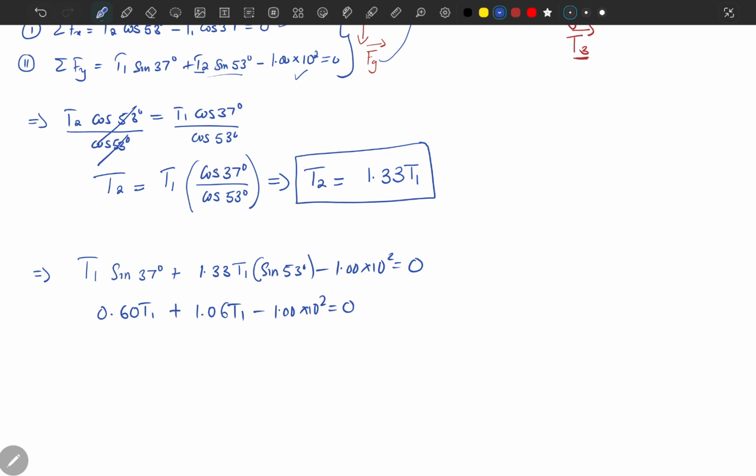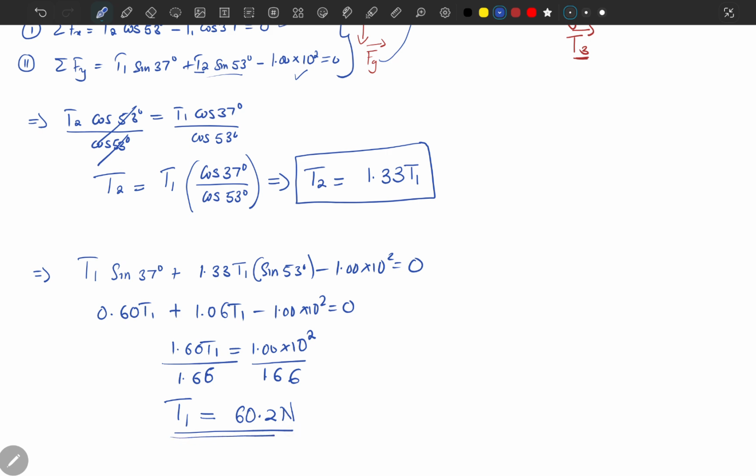Now I need to add these two, so 0.6 plus 1.06, I'm getting 1.66 T1 equal to, I can take this to the other side, meaning 1.00 times 10 to the power 2. So divide by 1.66, and I'm going to get my T1 as 1.00 times 10 to the power 2 divided by 1.66, I'm getting 60.2 newtons. That's what I'm getting as my tension 1.